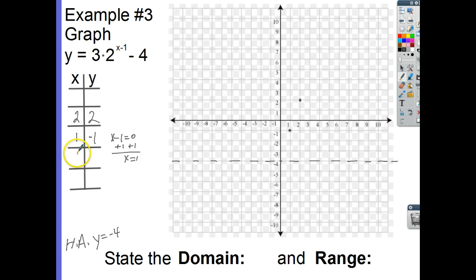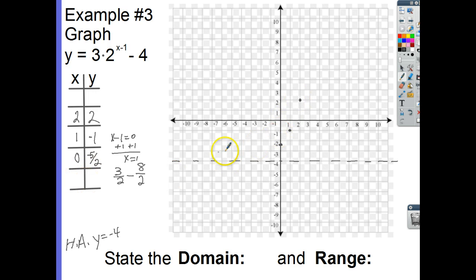1 less than 1 is 0. And if I put 0 in for x, 0 minus 1 is -1. 2 to the -1 is 1/2. 1/2 of 3 is 3 halves, and that minus how many halves is 4? It's going to be 8 halves. So we have 3 halves minus 8 halves, or -5 halves. Now that's -2.5. So 0, -2.5. Okay, you can do that on your calculator if you need to.